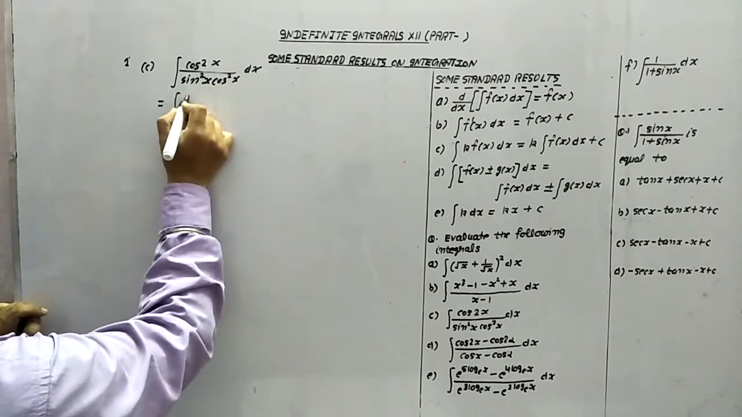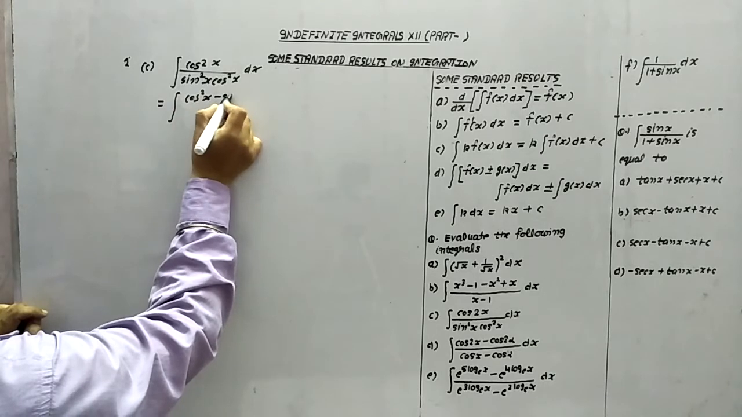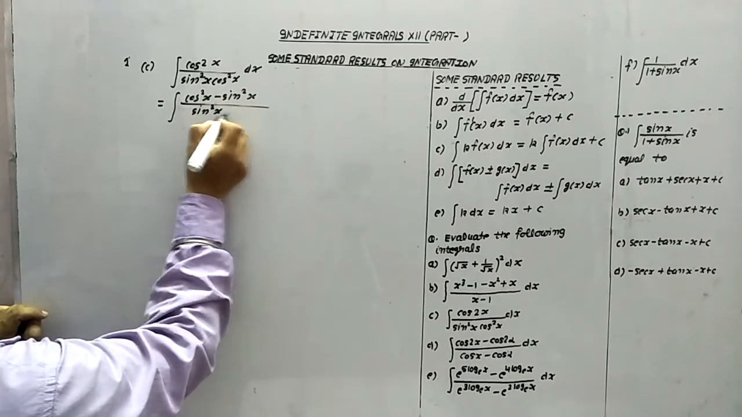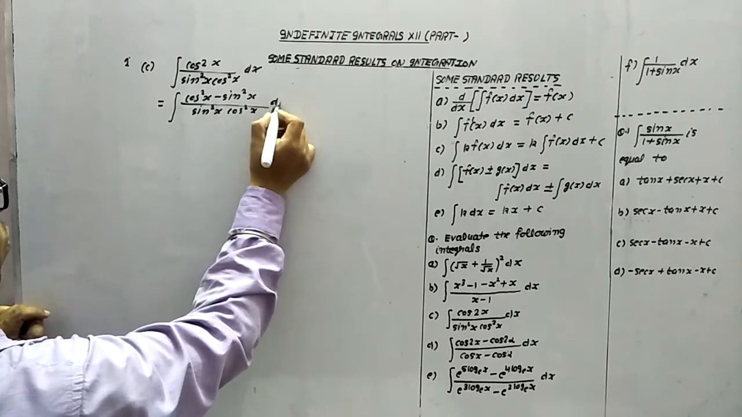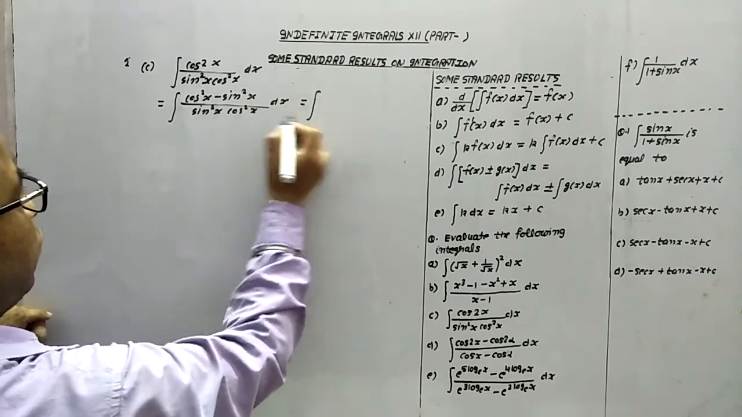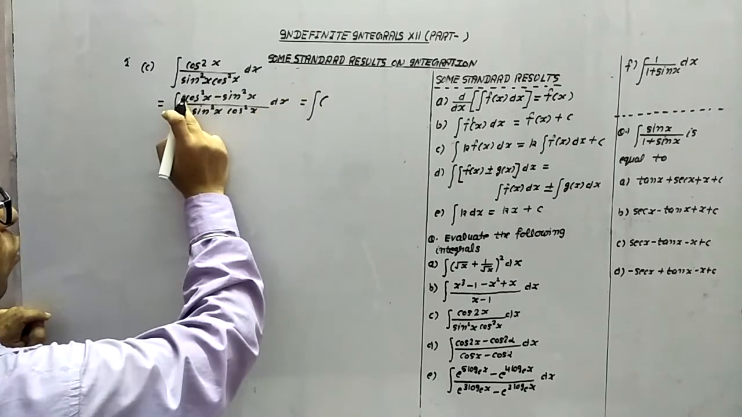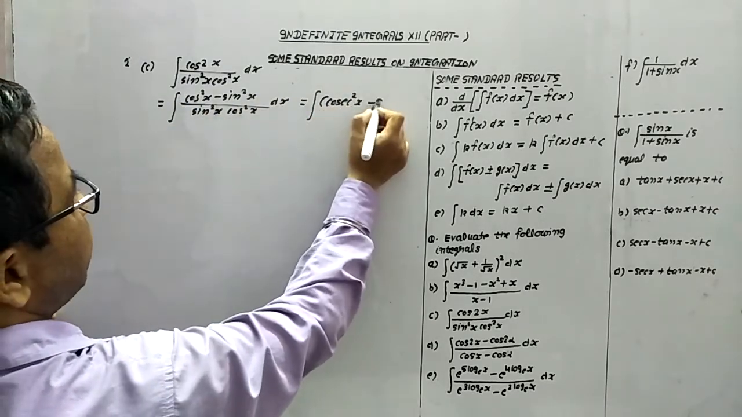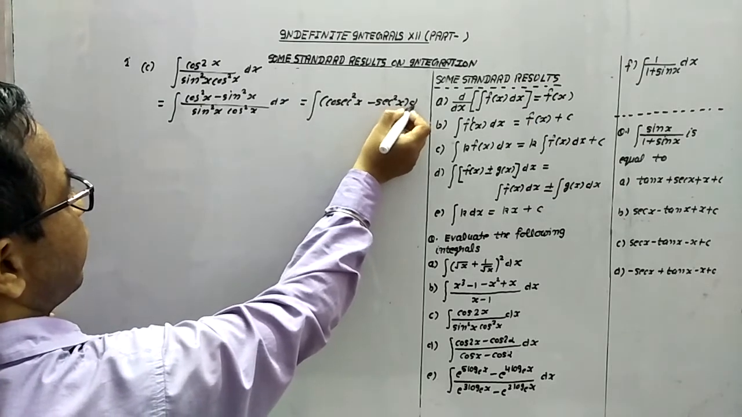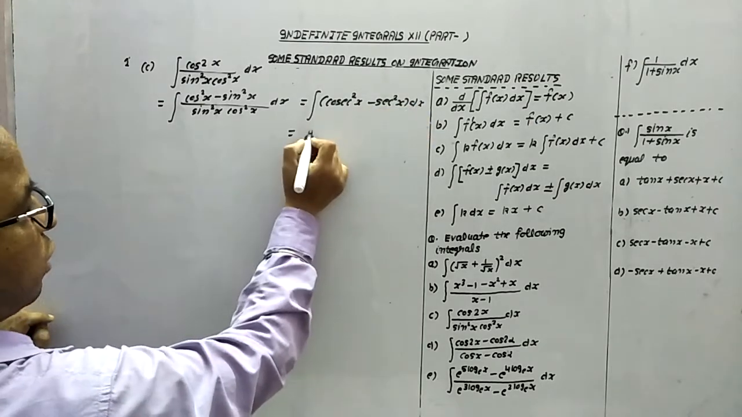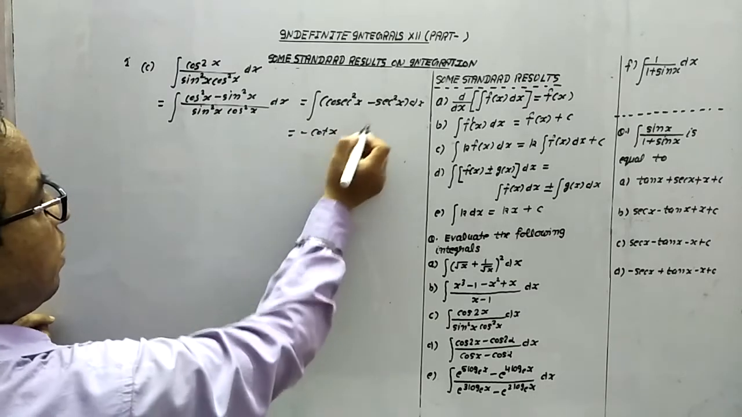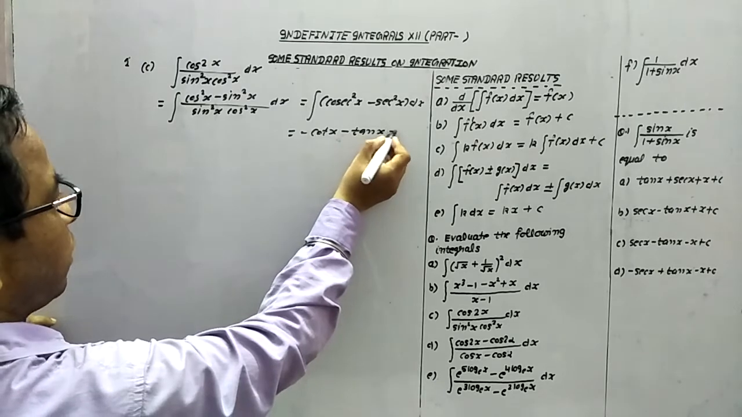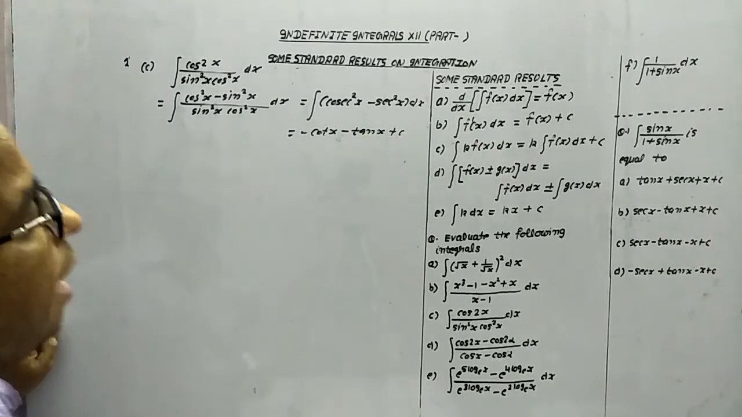We know the identity: cos 2x means cos square x minus sine square x, upon sine square x cos square x dx. Now keep it separate. Once you do it separately, what will come? Cos square x cancels out. This is cosec square x, and this becomes minus sec square x, dx. What is the integration of cosec square x? Minus cot x. What is the integration of sec square x? tan x. So this is minus tan x plus c, and this is the answer.